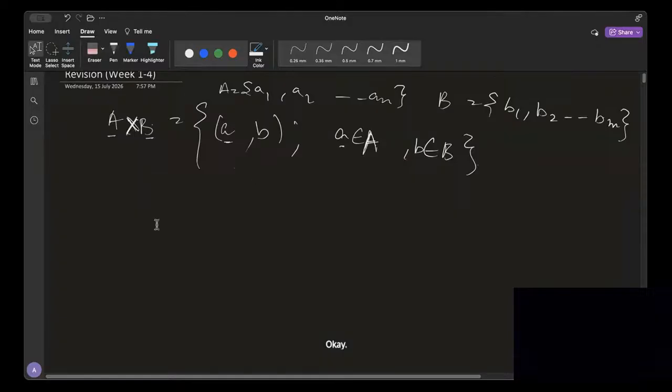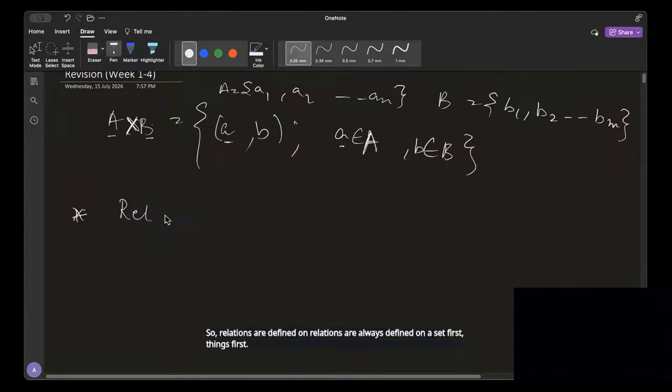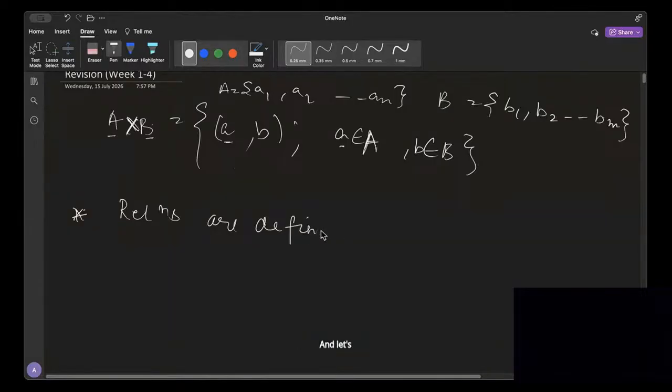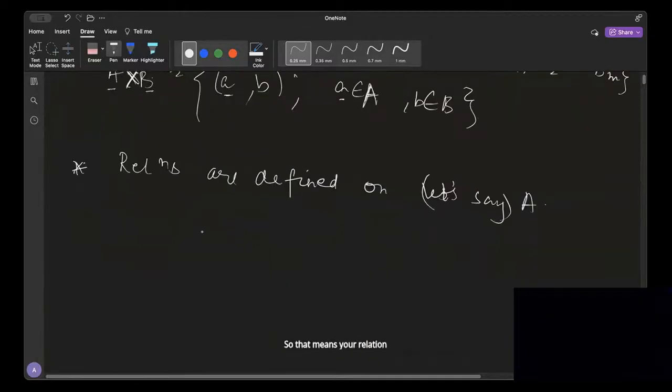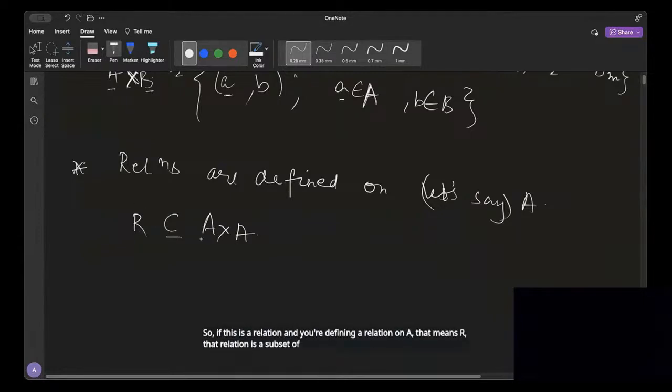Okay. Then coming to relations. Relations are always defined on a set, first things first. So relations are defined on a set, and let's call that set A. That means your relation is a subset of the Cartesian product A cross A. If you're defining a relation on A, that means R is a subset of A cross A.